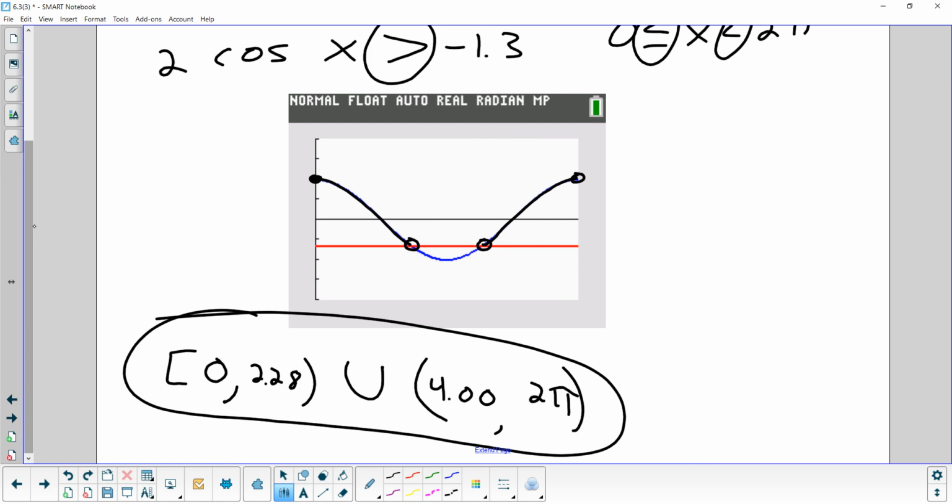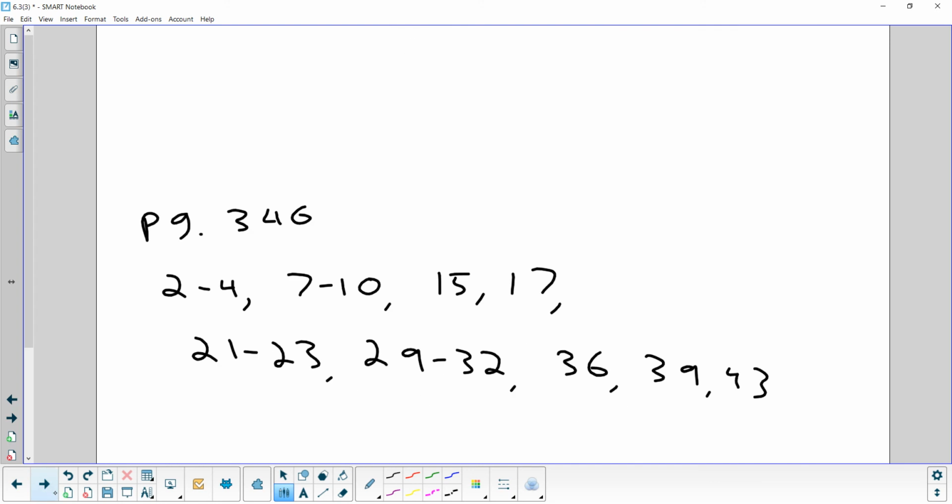All right, so that finishes up 6.3. That's really everything we study about sine and cosine, both. Pretty much graphically. Everything in this section was graphical, either making a table and sketching or solving equations and inequalities.